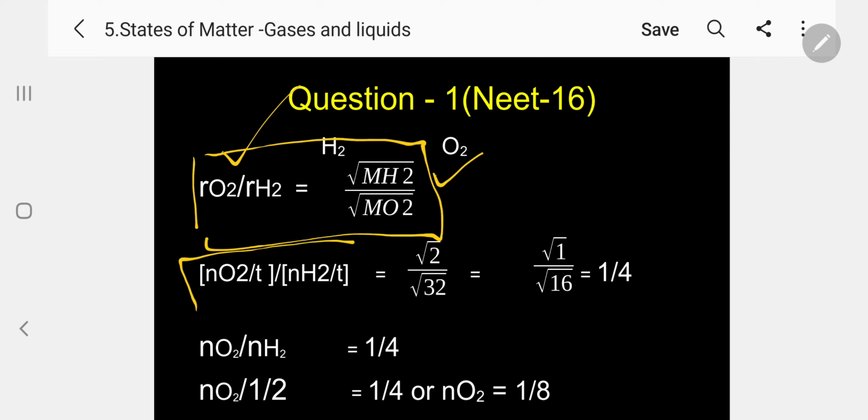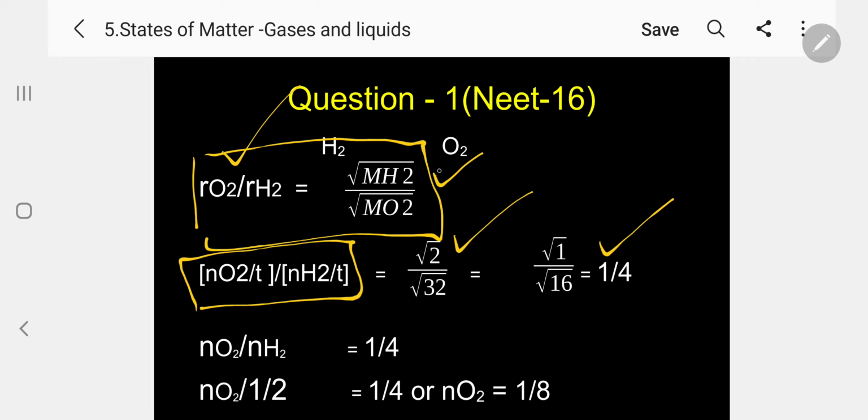The rate we can give in the form of moles by time, the number of moles by time. We can also explain it in the way of volume by time. So moles by time, that means nO2 by t or nH2 by t. The t cancels, so I can simply write this. I know the molecular mass is 2 for hydrogen and 32 for oxygen, so root 2 by root 32. Taking the common factor, 2 by 32 is 1 by 16, which is nothing but 1 by 4.